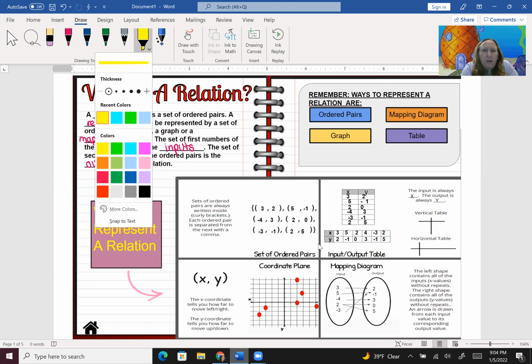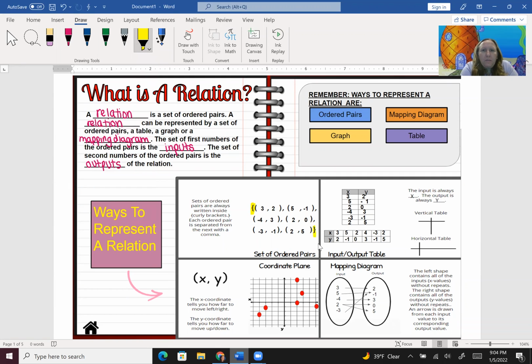But notice that we do have this set of braces on the outside. We're going to be using those a lot in this section because that shows a set. So whenever we put things in a set, we use those braces around the outside, whether it's a set of ordered pairs or just a set of numbers. Okay, we want to make sure we're using those braces. Okay, so that's the first way of representing a relation, our ordered pairs.